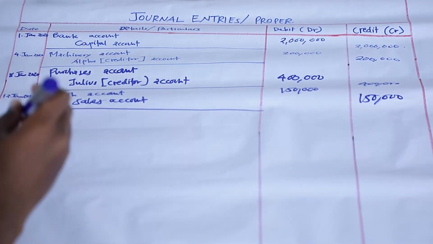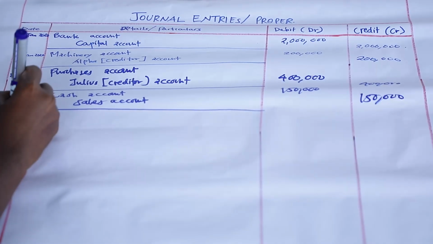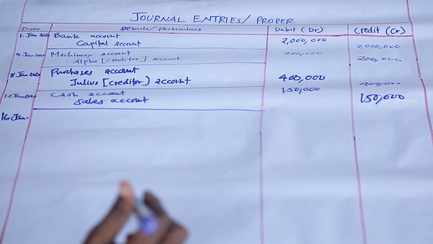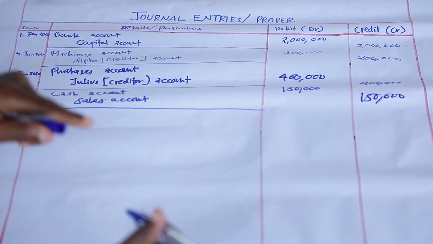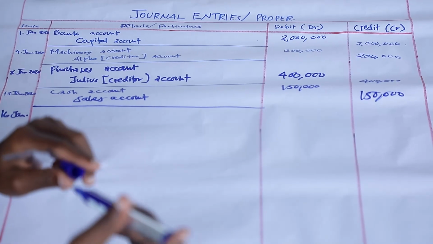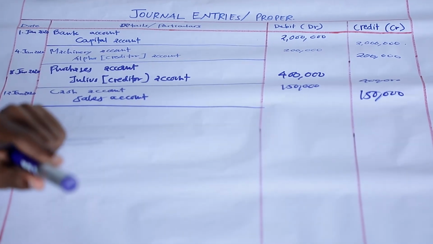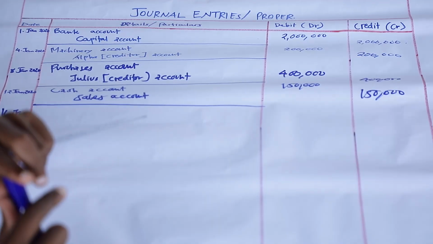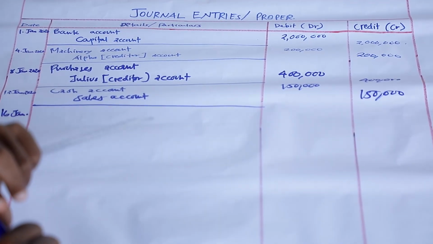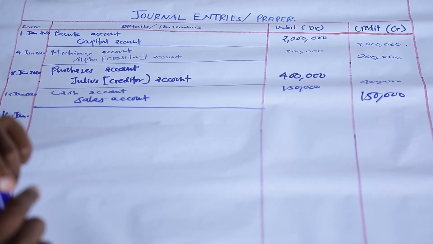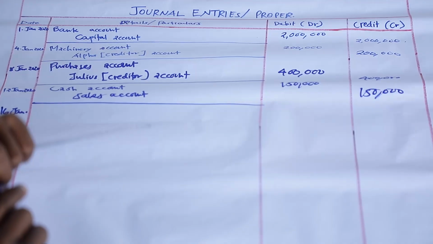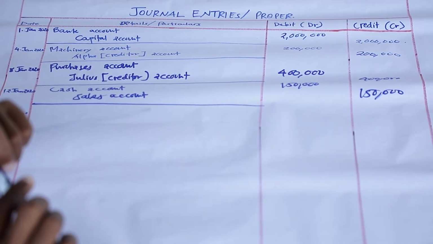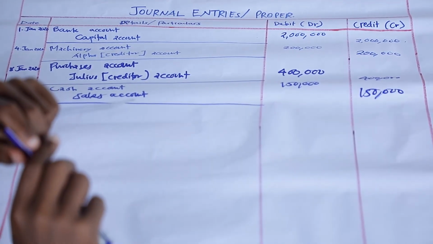So after that, we're going to the next, which would be 16th January. We withdrew 200,000 from bank for personal use. This is a contra entry, and we'll have two accounts. We'll have the cash account and also a bank account. So we withdrew cash from bank, both bank and cash having a debit nature.